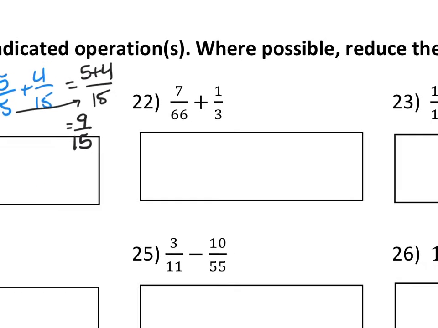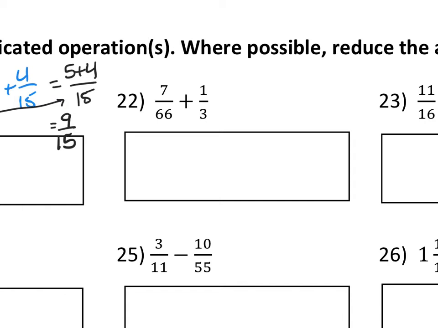Number 22. Again, we're adding, so we need to find a common denominator. 66 is a number that both 3 and 66 can go into. So 66, our first fraction already has that denominator, so we can just look at our second one.